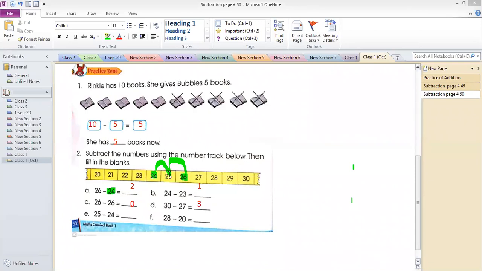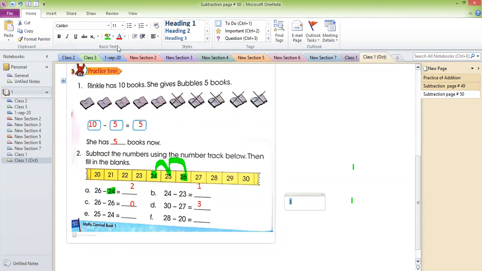If you check from the number track, this is 24. How many steps do you go back to reach 24? 1 step. Only one step. That's why 25 minus 24 equals 1. Very good. Yes, this is 1.